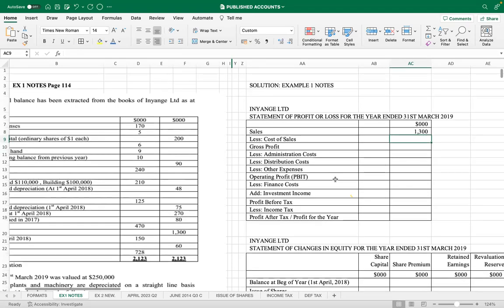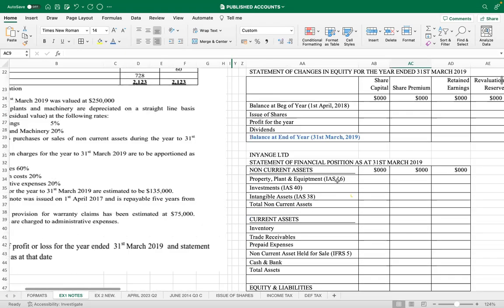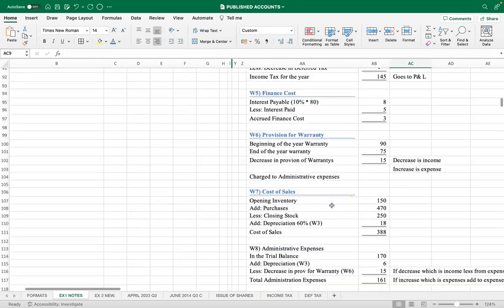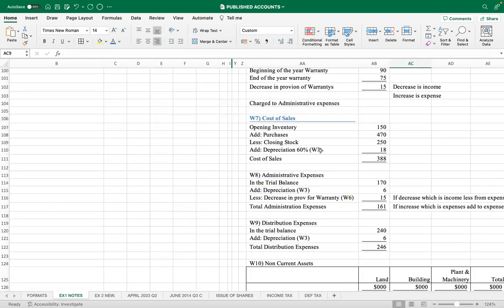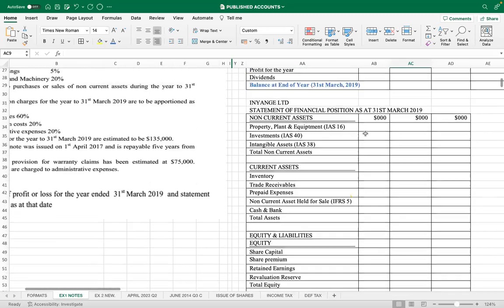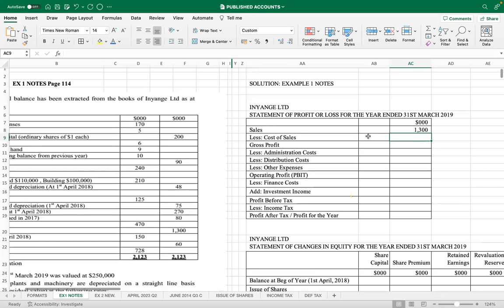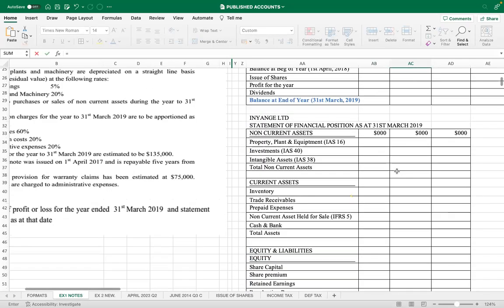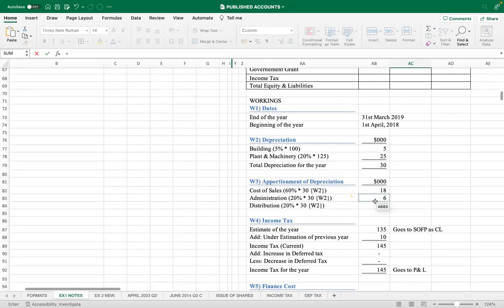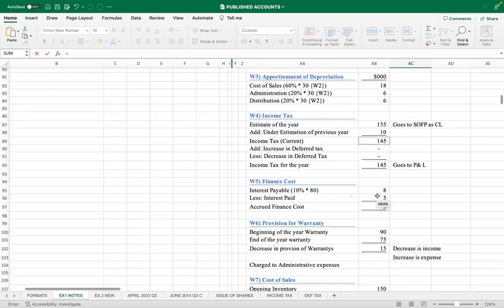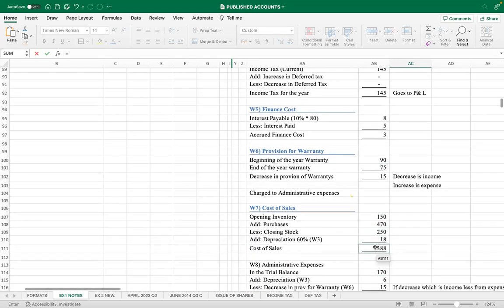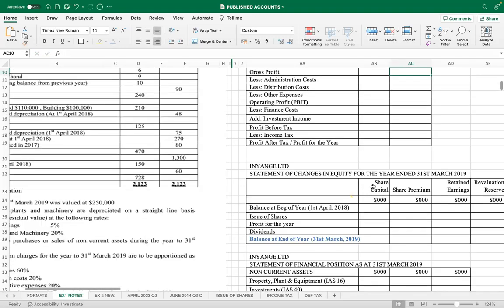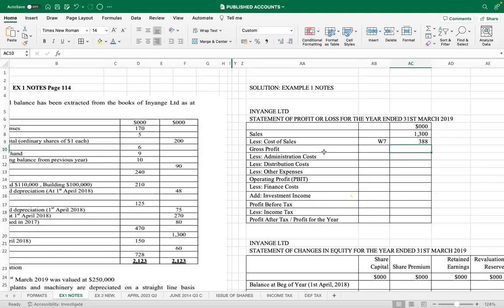Cost of sales had a working. So cost of sales is working what? Working 7. Cost of sales is working 7, 388. And it's always good to pick the figures. So working 7, 388. You know, the good thing with financial statements, they must always balance.